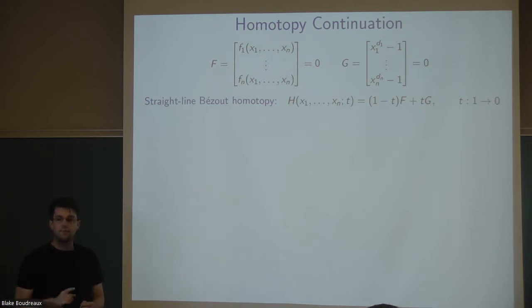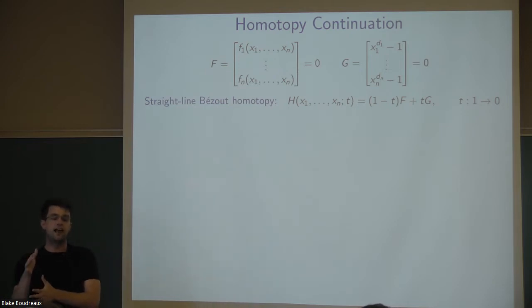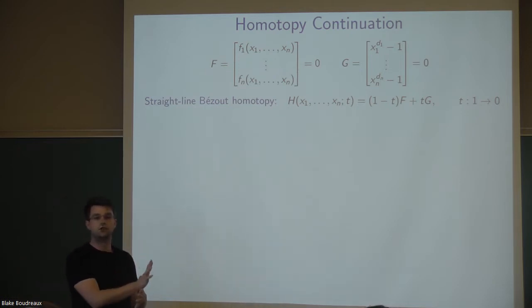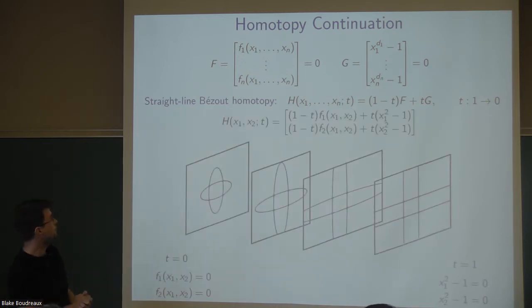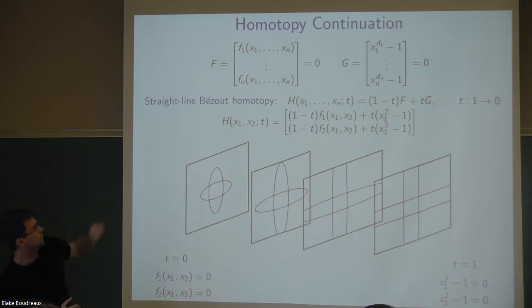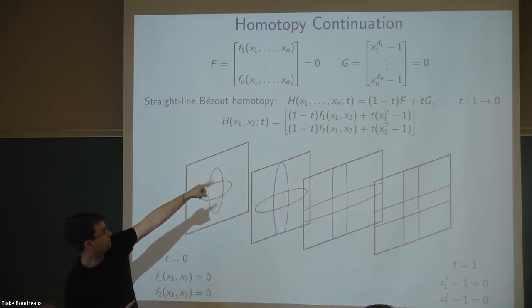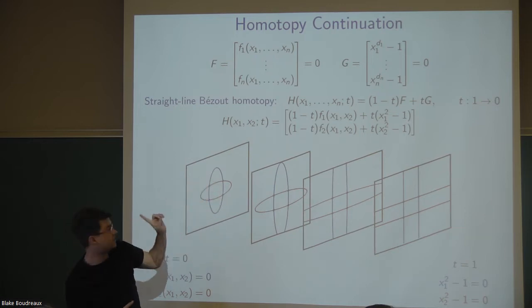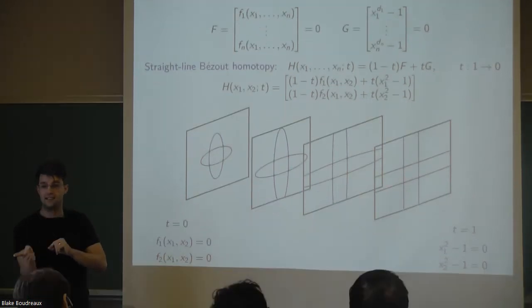Now the name of the game is to take those solutions to that mock system and deform them to the solutions that you wanted in the first place. And you do this using a straight line Bézier homotopy. So you just take this convex combination of the polynomial system f and g, called a homotopy. So it's got variables, and it's got this one parameter t. And that parameter is a real parameter that starts at 1 and ends at 0.